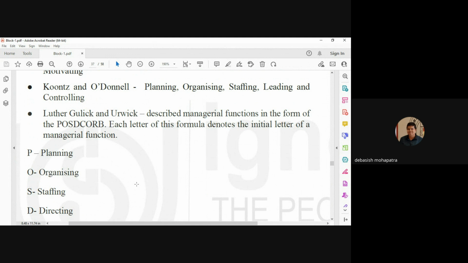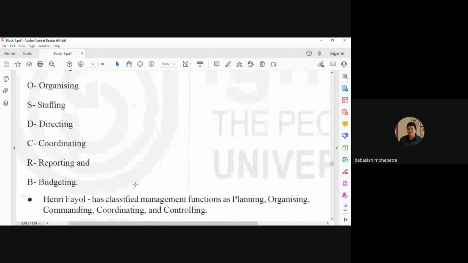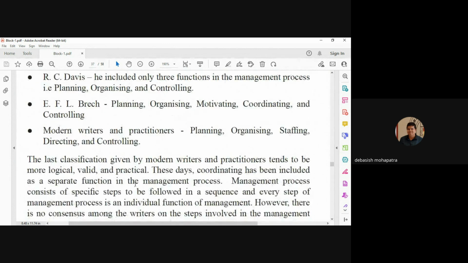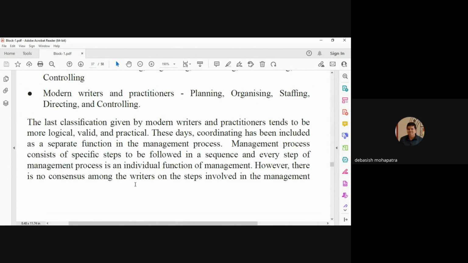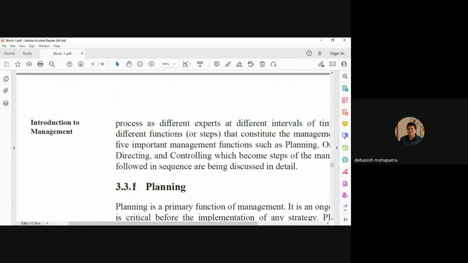So Luther Gulick and Urwick describe managerial functions in the form of POSDCORB. Each letter of this formula represents the initial letter of a management function. P is planning, O is organizing, staffing, directing, coordinating, reporting and budgeting. But modern people call management functions planning, organizing, staffing, directing and controlling.